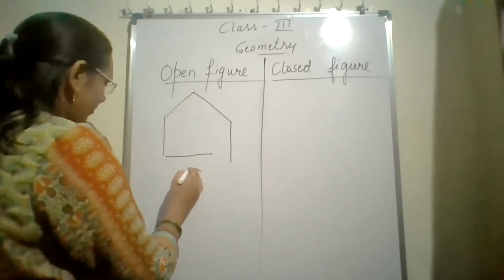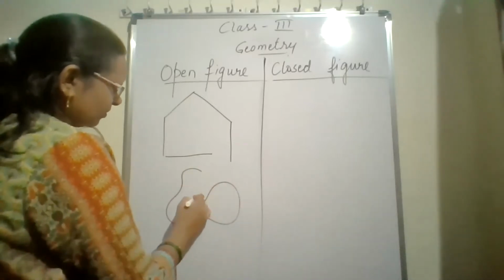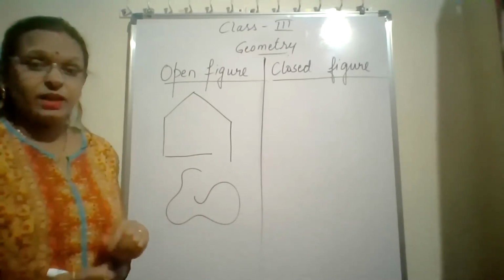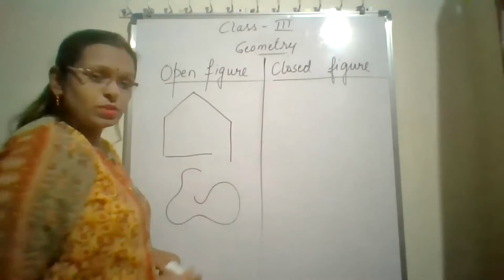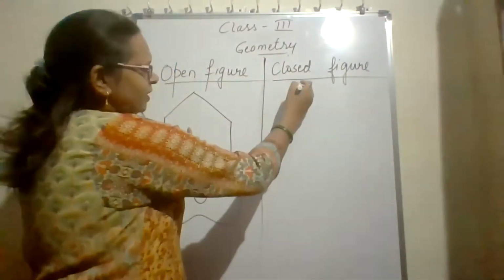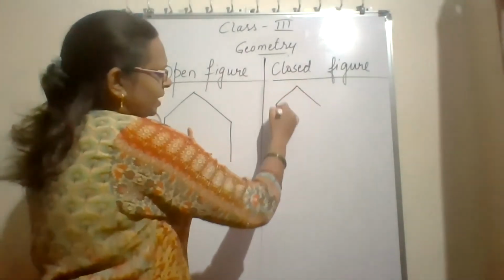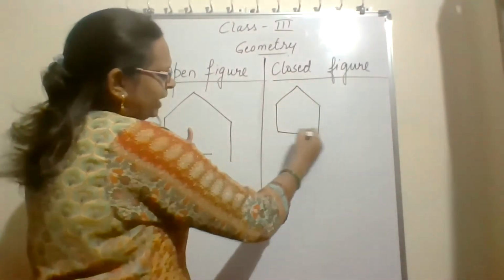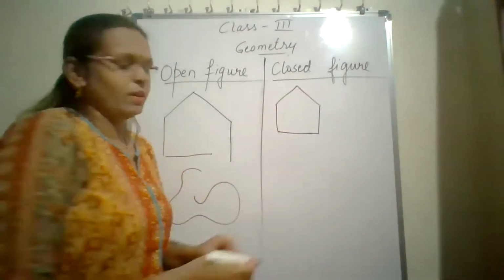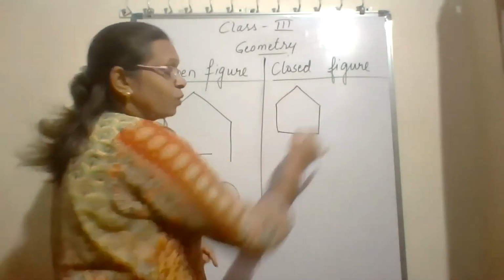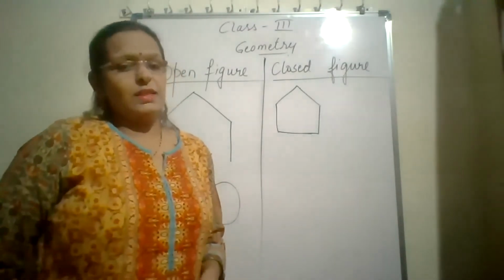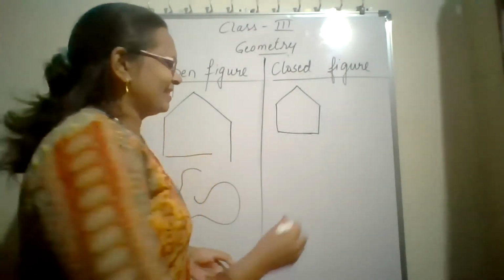Now see, I am drawing one more. So it is also an open figure. Now its counterpart is closed figure. Now what are closed figures? See, the same figure now I am drawing one more time. But this time I didn't forget to join them. Right? So this type of figure, when all the lines of the figure are joined to each other, then these figures are called closed figures, right?